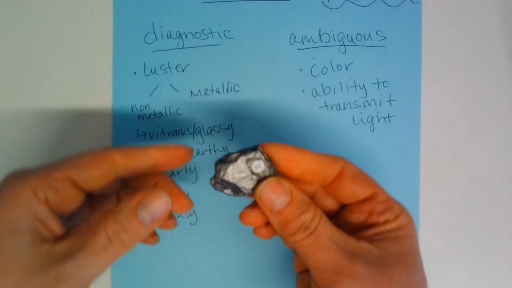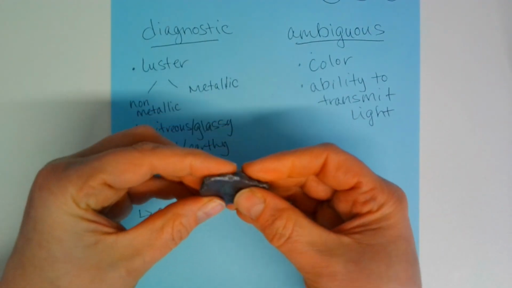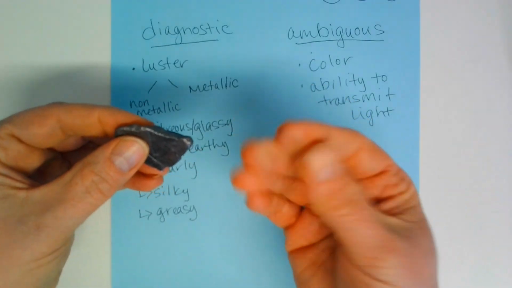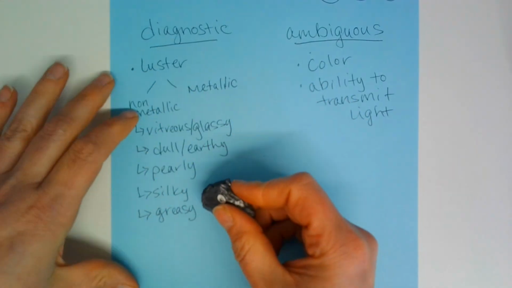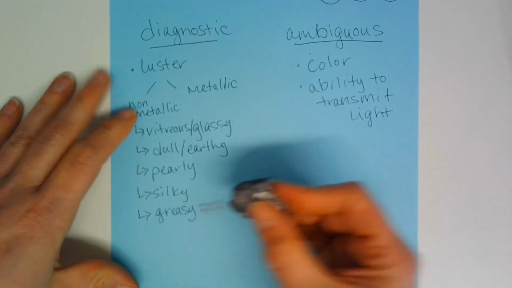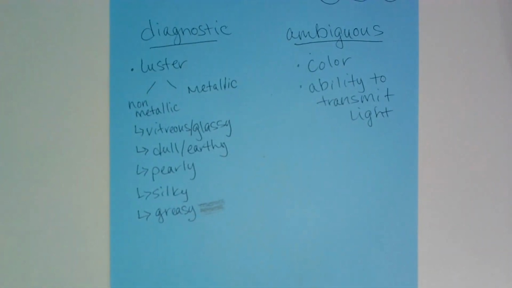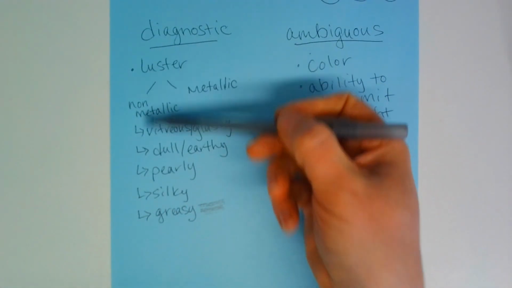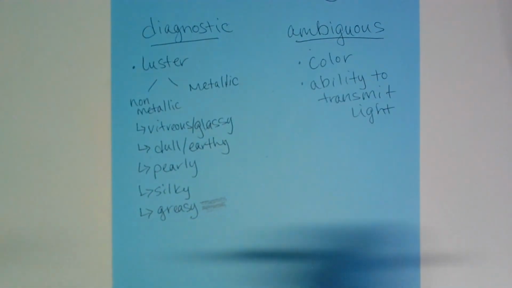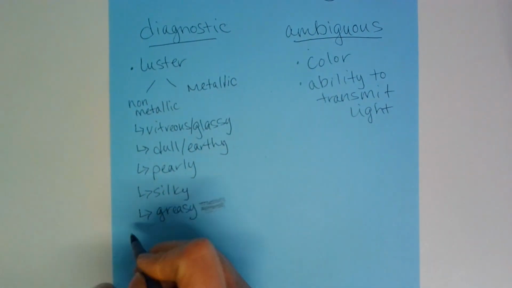Last but not least, one of my favorite minerals. This is graphite. It feels greasy. That is because it's rubbing off in my hands. And graphite, standard test, you can use it as a pencil. These are all lusters, which are a diagnostic property, and these are non-metallic lusters.